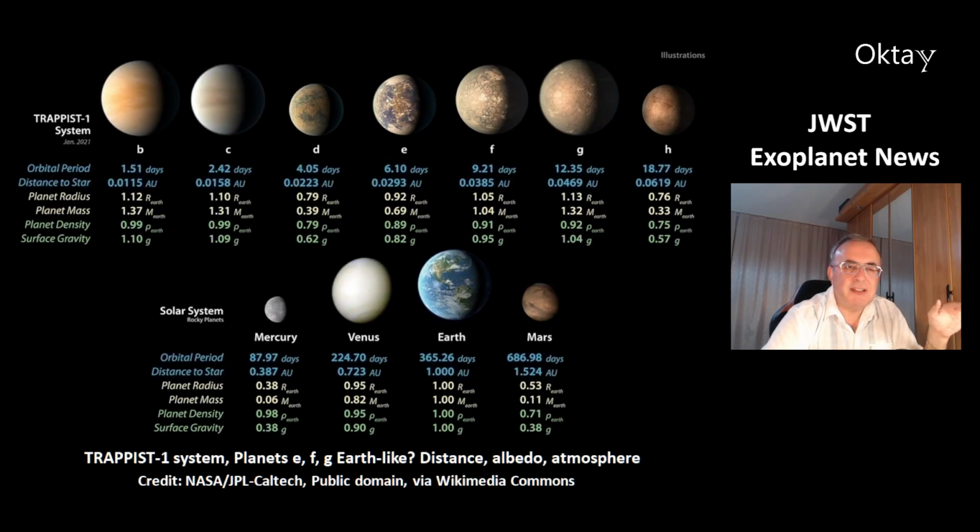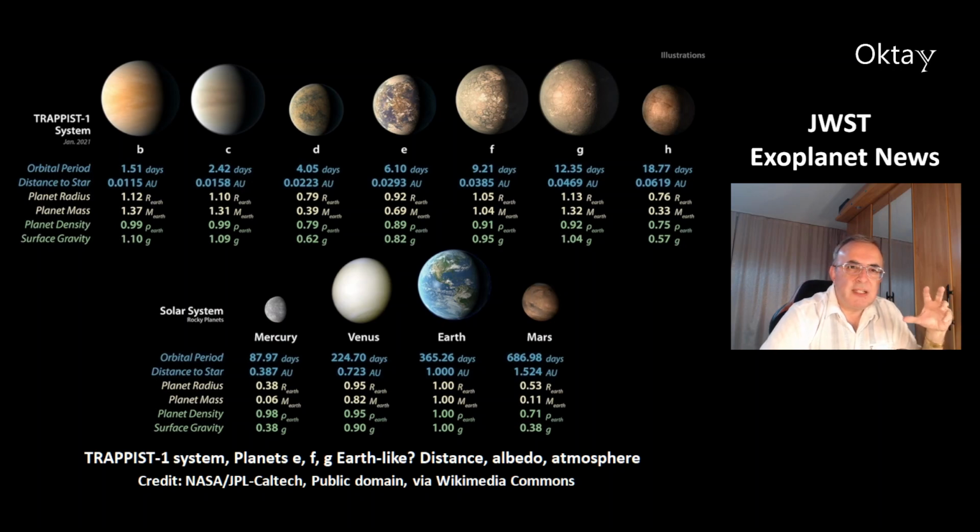At the bottom you can see the 4 terrestrial planets of the solar system. At the top you can see the 7 about Earth-sized planets. This seems to be the most interesting candidate. It's planet e, that's right in the habitable zone, but also f and g are also very interesting.